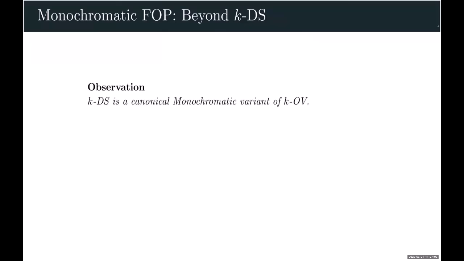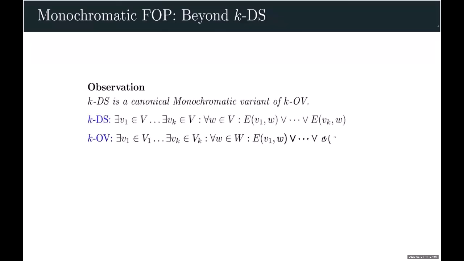We also observed that K-dominating set is a canonical monochromatic variant of KOV, which is one of the basic problems that we saw. In what sense do we mean this? Well, if we write these formulas next to each other, you can see that they're very similar. Basically, just by replacing V1 up to Vk by V and here W by V, everything else is the same, right? So this is why it's monochromatic, and we call these multichromatic problems.